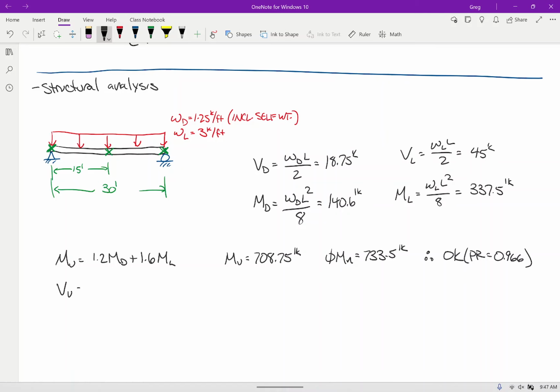When we do shear, we get a shear of 94.5. And remember, we were able to look up the shear capacity, and the shear capacity is 315 kips. So are we good here? Of course we are. That performance ratio is 0.3.